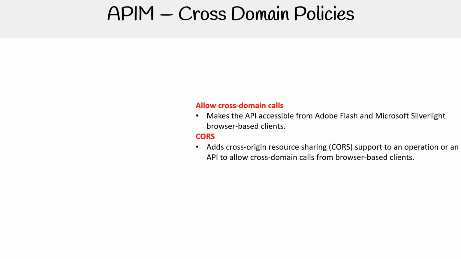CORS, I was thinking of CORS, that's why. Add cross-origin resource sharing support to an operation or API, allow cross-domain calls. I feel like this one's going to happen a lot. I didn't know Microsoft Silverlight still existed. If people don't know, Silverlight is a competitor to Adobe Flash. I guess Adobe Flash probably does HTML5 now. I'm just thinking of old Flash players.